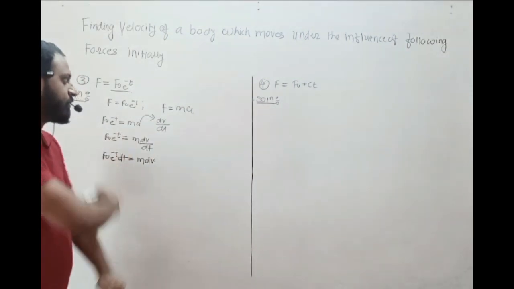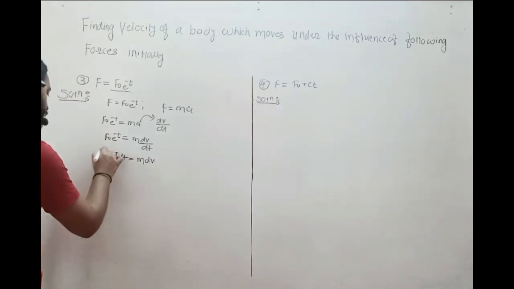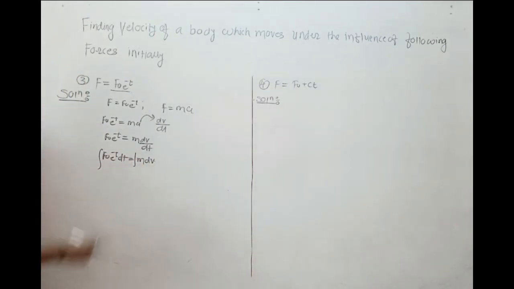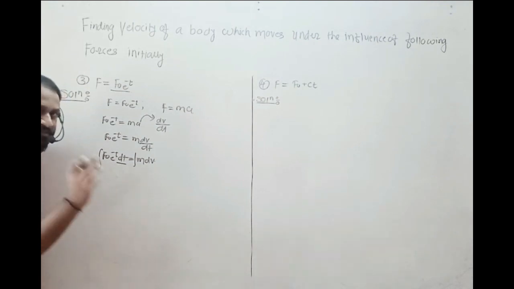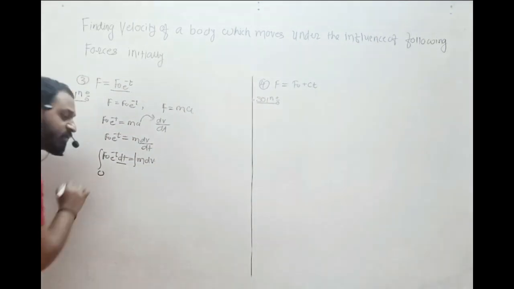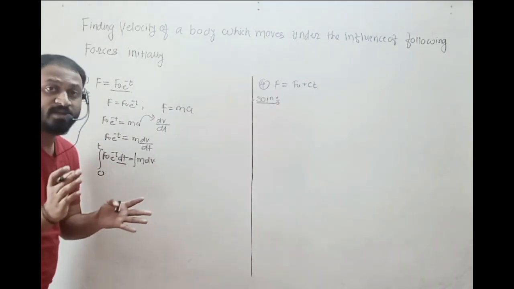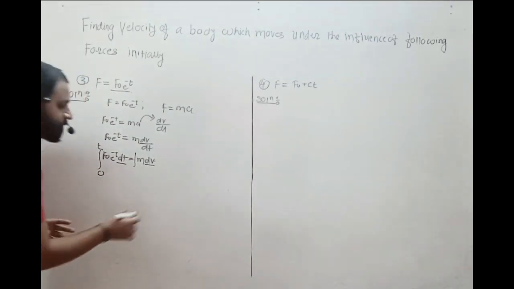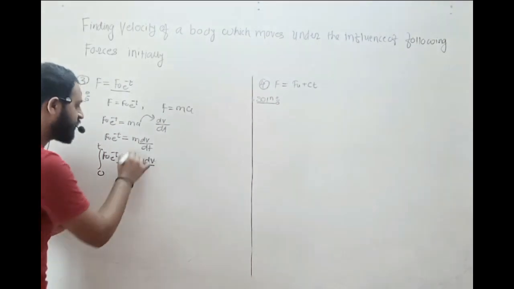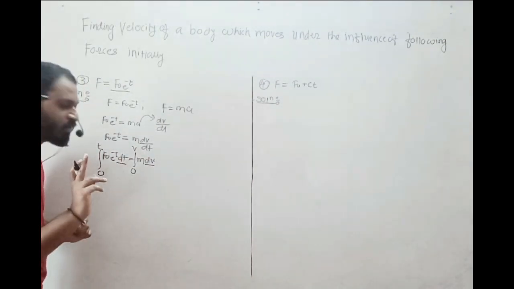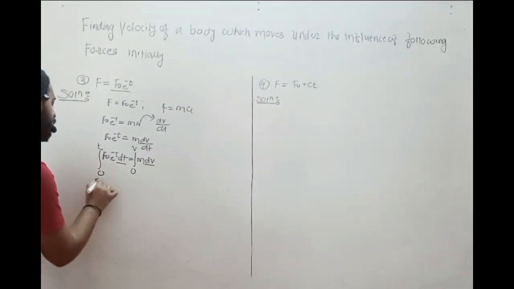Variables get separated. Now take the integration. Here you are integrating with respect to dt, initially 0, final t. On the right hand side you are integrating with respect to dv, initially 0, final v. Any problem? No. F0 constant.